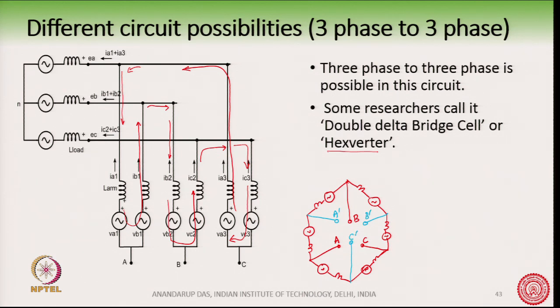Okay. So, these two are the same circuit, but I am again drawing it in a different fashion. You can clearly see the ABC and A dash B dash C dash system connected through the converter. That is why this typically looks like a hexagon. The author who first proposed it called it a hexverter.